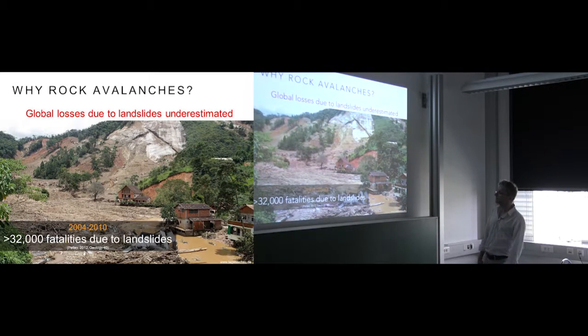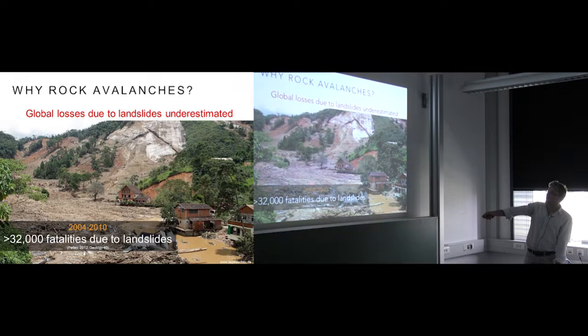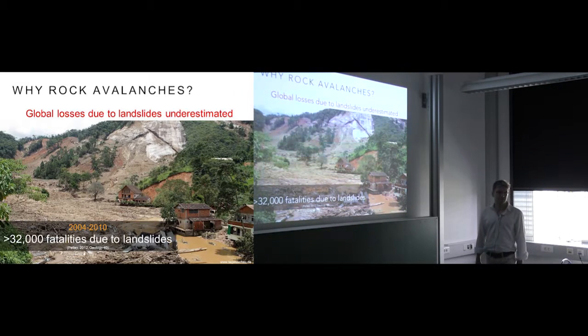And this has been long recognized, okay? A couple of years back, Dave Petley from the University of Durham went through the catalogs of damage from natural disasters and found that the numbers are grossly underestimated. In these 6 years alone, more than 32,000 people have died from landslides. So the social motivation for studying landslides in the Andean sediment cascade should be clear.